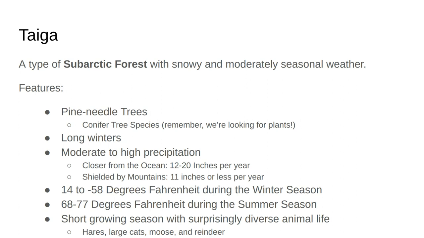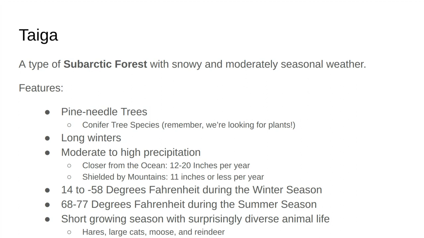Moderate to high precipitation, so compared to an Arctic location, because these taigas tend to be found near oceans or areas where more moisture can come in. The closer they are to the ocean, they get between 12 and 20 inches per year. If it's shielded by the mountains, it probably gets around the same as any other Arctic location, 11 inches or less per year. The average temperature in the winter is 14 to negative 58 degrees Fahrenheit, very cold. But the summer season is between 68 and 77 degrees Fahrenheit, with a very short growing season, as we said, between 50 and 60 days.